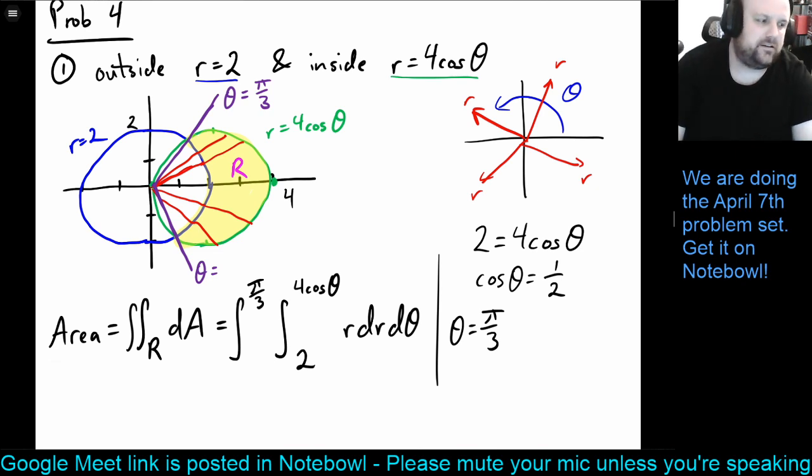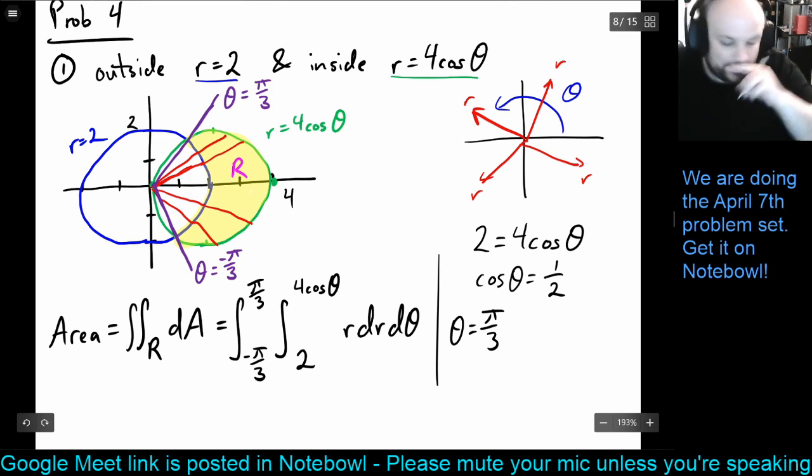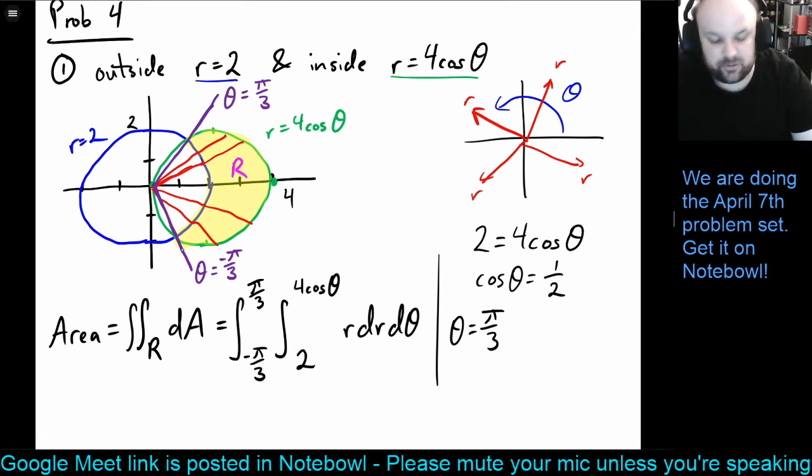Can you think of what a good choice for that might be? I'll give you the hint that it somehow has to be equivalent to 5 pi over 3, because we do have to be in the same spot here. Yeah, negative pi over 3, exactly. So negative pi over 3. Because again, we want to make sure we start at a lower number and end at a higher number.